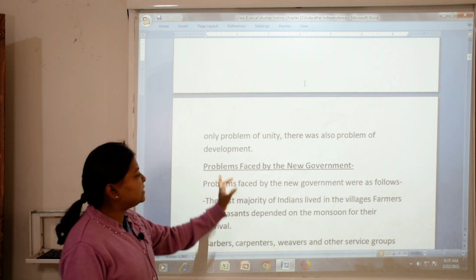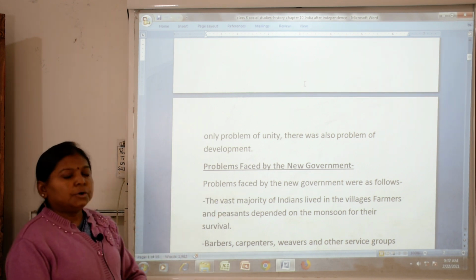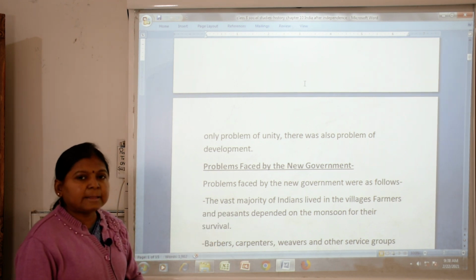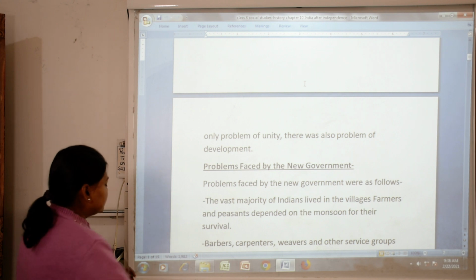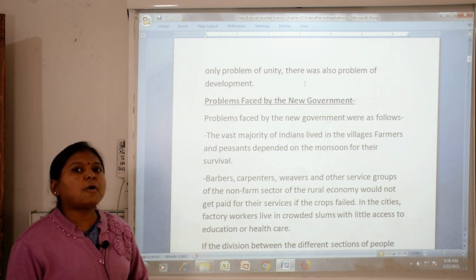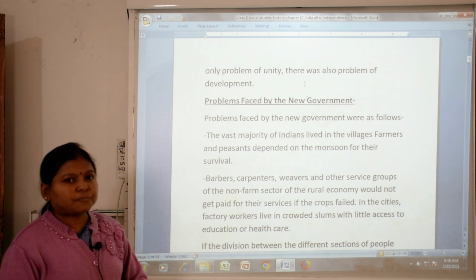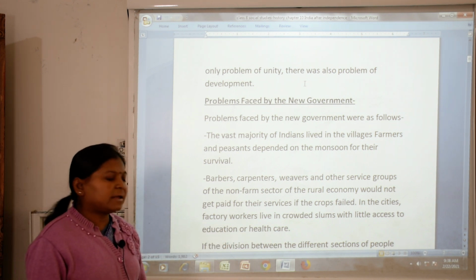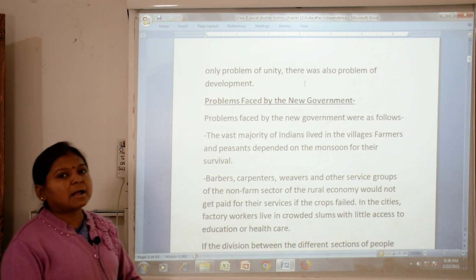So what types of problems were faced by the new government after independence? The first problem: the vast majority of Indians lived in villages as farmers and peasants. They depended only on agricultural activities and the monsoon for their survival. Second, the barbers, carpenters, weavers and other service groups of the non-farm sectors of the rural economy would not get paid for their services if the crops failed. In the cities, factory workers lived in very crowded slum areas with little access to education or health. These types of problems were faced by the government during that time.